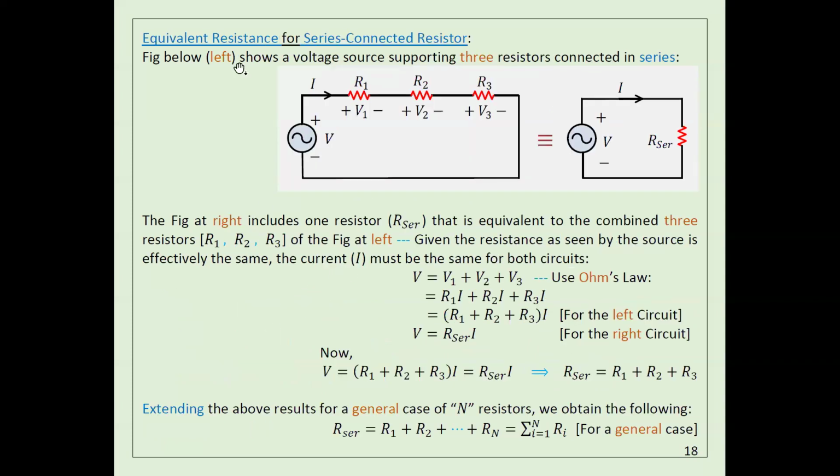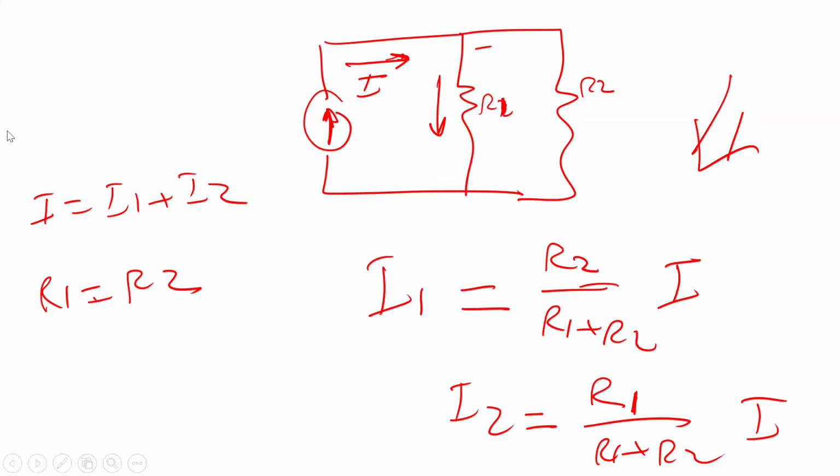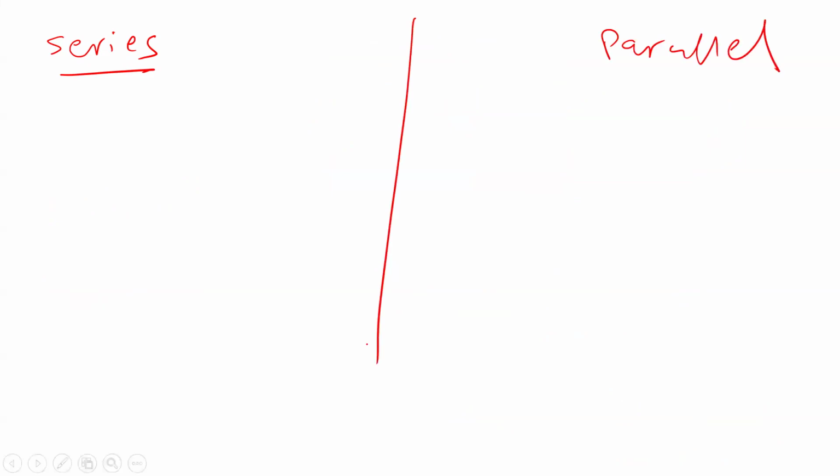Okay, so now I'm going to come to when we connect resistors. We can connect resistors in one of two ways: we can connect the resistors in series, or we can connect them in parallel. You may be familiar with them, but I need to teach them.